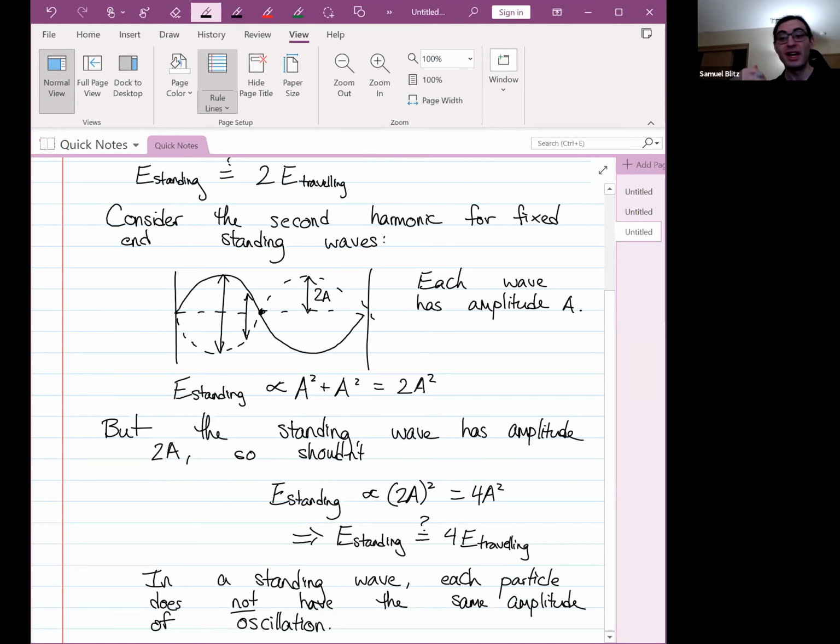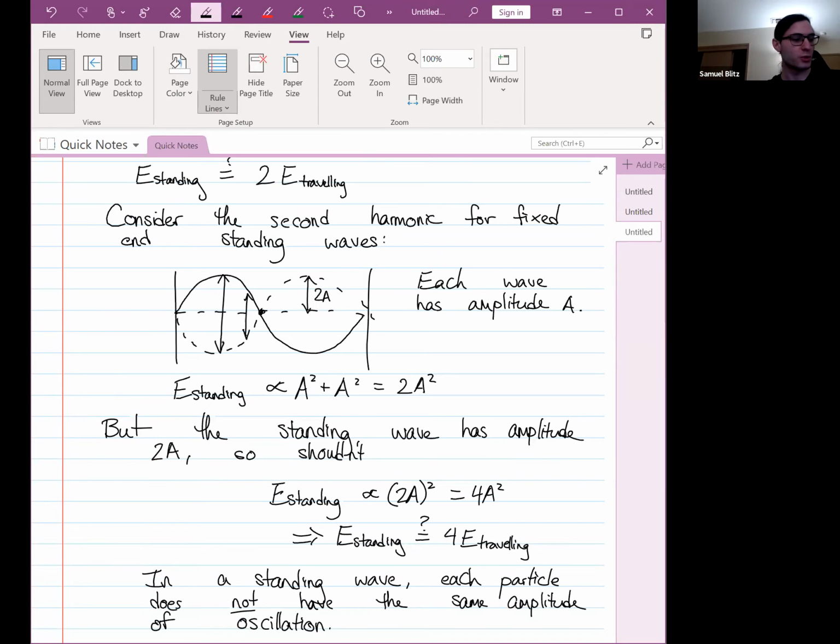So we can't just find the energy of a single one, write it in terms of its amplitude, and then multiply it by the total number of particles, because only 2 particles have that oscillation. The rest have oscillations that are smaller. So we have to account for that somehow.